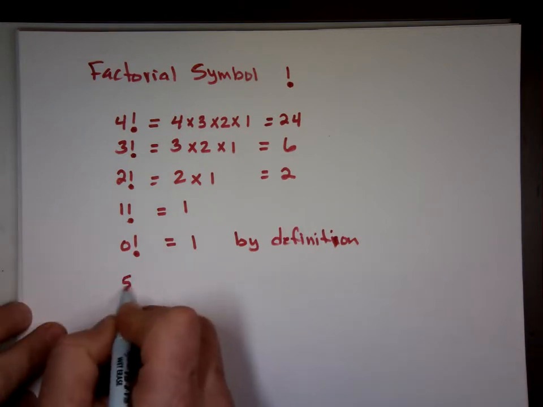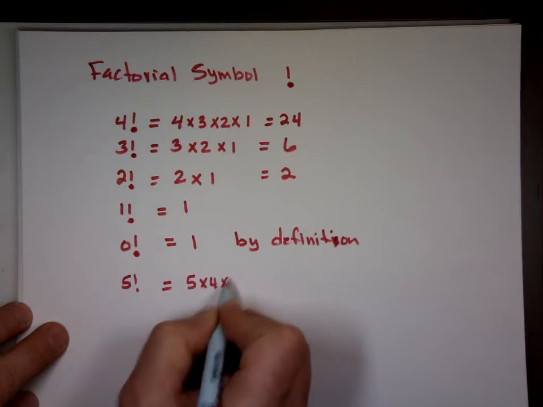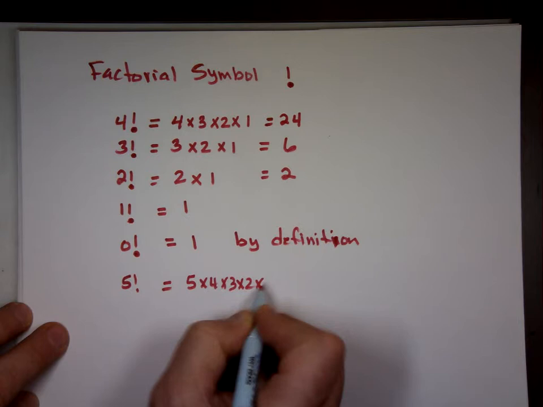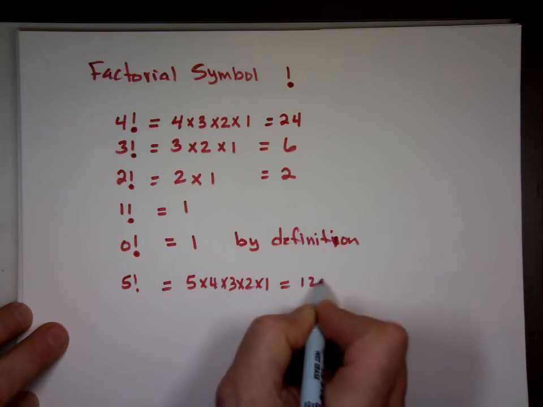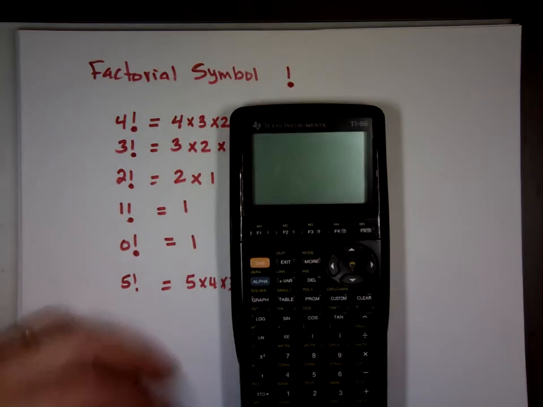Five factorial is 5 times 4 times 3 times 2 times 1. It's 120. Most of you probably have a button on your calculator that has the factorial on it.